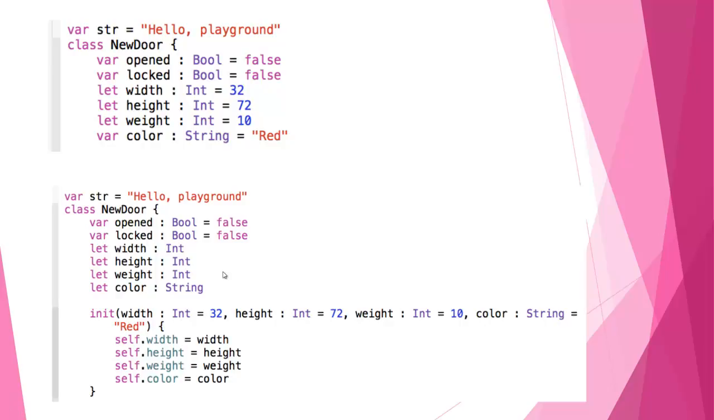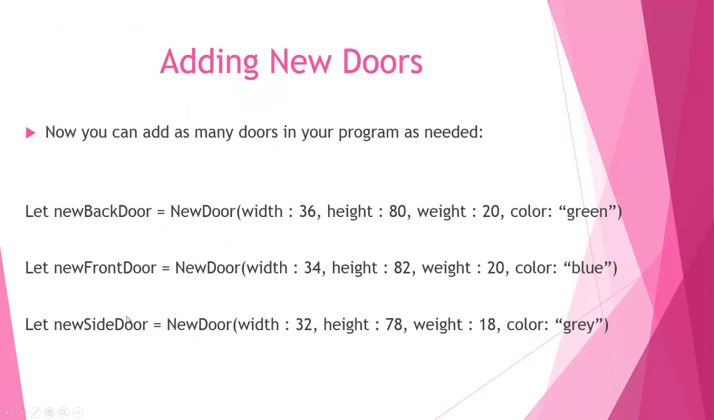So now using the init method, I can make as many doors as I want. I can just say, hey, let backDoor equal a new Door. So I still have to reference the class, and then I put in my variables, so the width, height, weight, and color, and then the new frontDoor, and then the new sideDoor. So that method just makes a lot more sense because there's a lot less code I've got to put in.